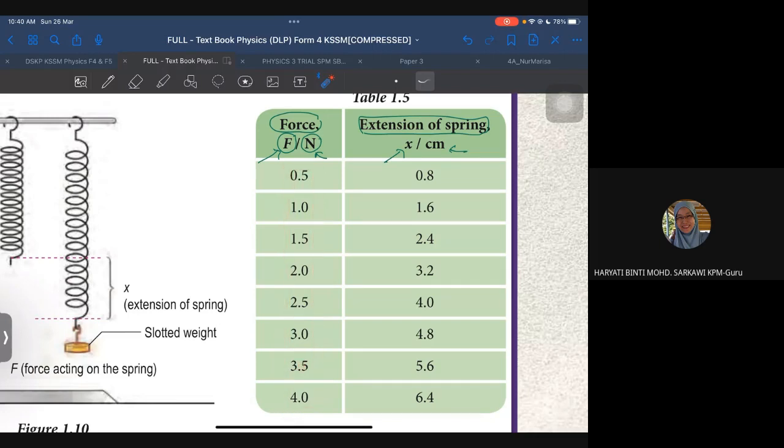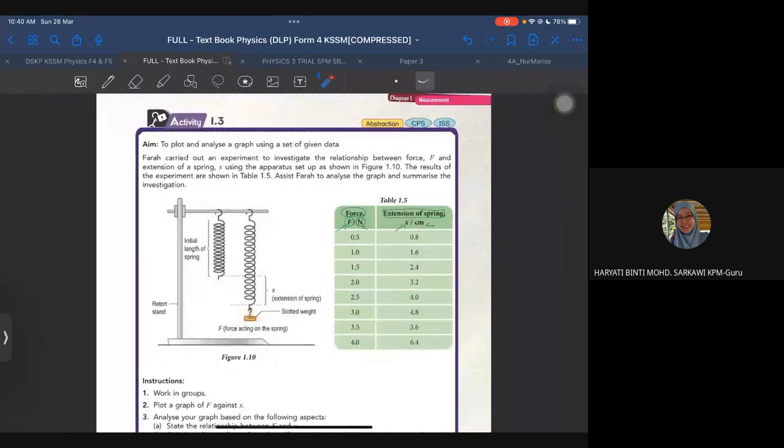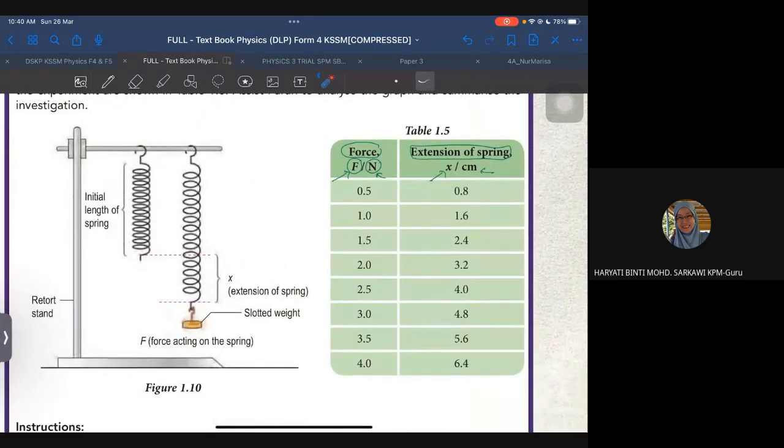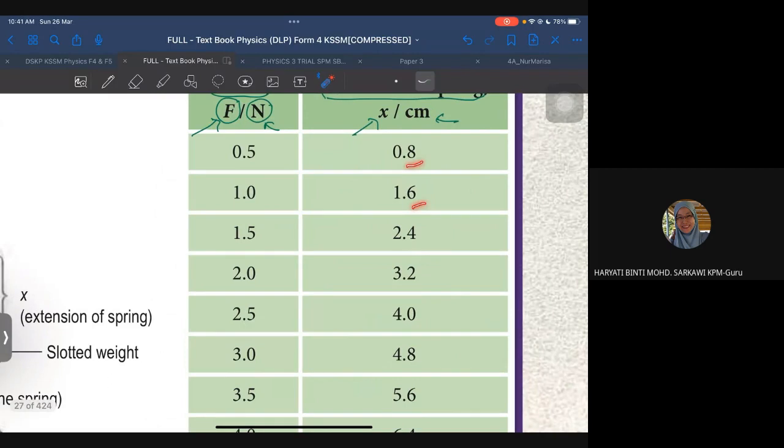And then here, the extension of the spring, we measure the extension of the spring using a meter ruler. A ruler will only let you write 1 decimal place. You are unable to see until 2 decimal places. Ruler, only 1 decimal place. How do you determine how many decimal places you should write? This one I can teach you a little. Like this.